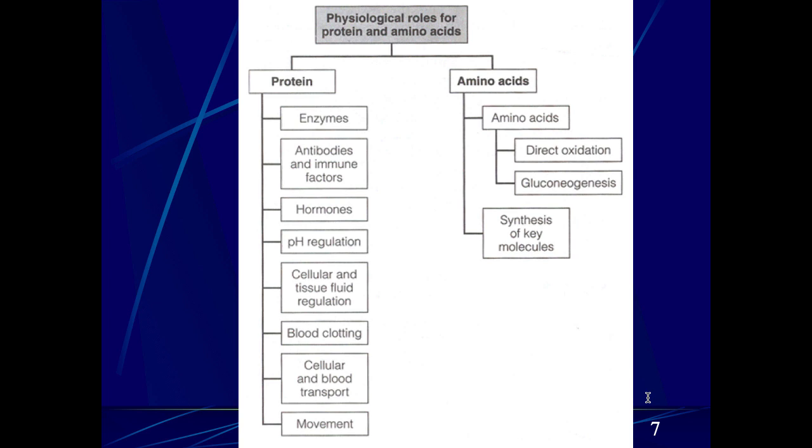And then how we can make other nitrogen-containing molecules from them, because there's a lot of molecules in our body that contain nitrogen that we don't get in our diet. So we take amino acids, pull off the nitrogen, and use it to make nitrogen-containing molecules. So we'll talk about some nitrogen metabolism today.